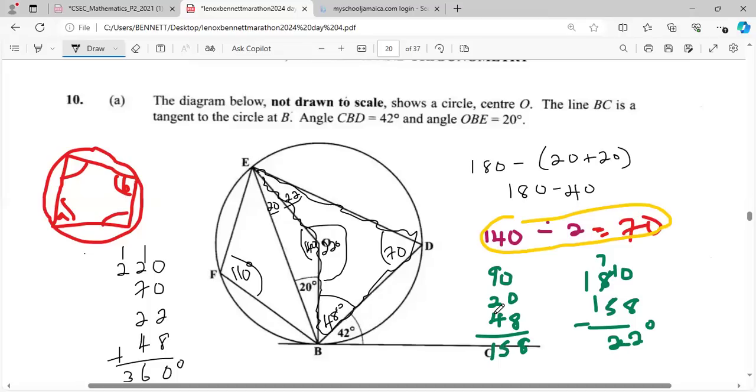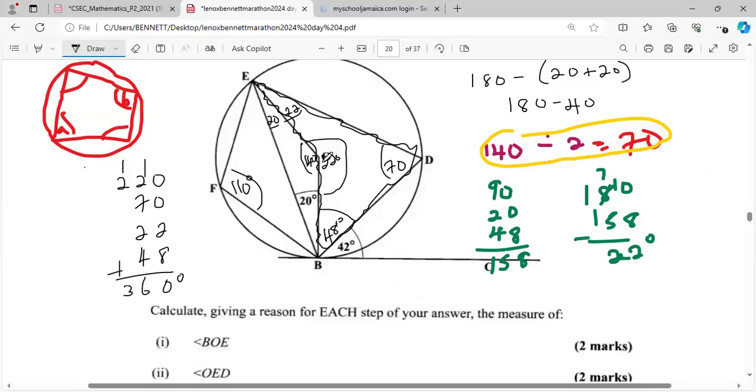Alright, so that's it basically for that. And I spoke about the rules as we went along. They didn't ask for so much, but guys, you can put them in and then figure it out. BOE, see it? Watch out now. BOE, that's 140.